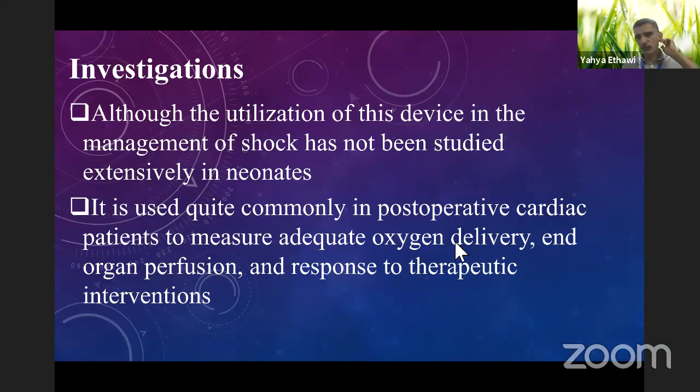when they start here, they start to use it in post-operative cardiac patients. And on July 14, I have a workshop online on NIRS. So remember to use the NIRS.